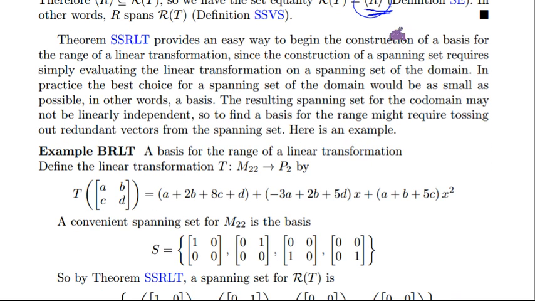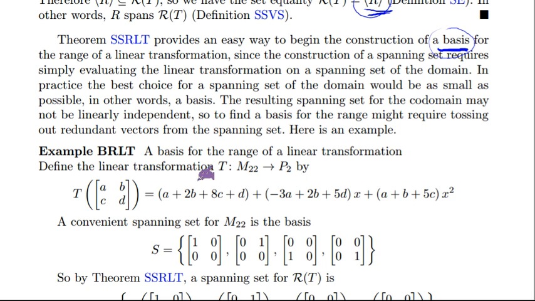Okay, so this is an easy way to provide the construction of a basis, because we can find a spanning set, and if you have a spanning set, then you can find a basis from that by doing the same procedure we did before. Change the column vectors into row vectors and then row reduce.